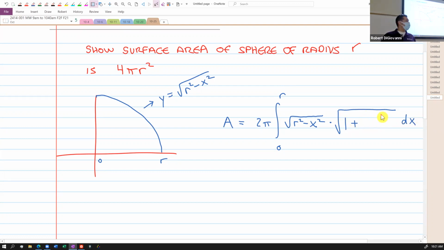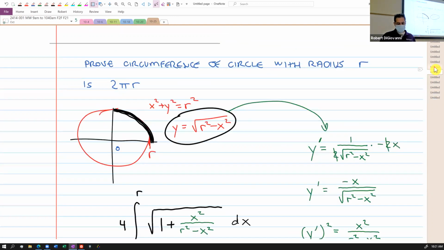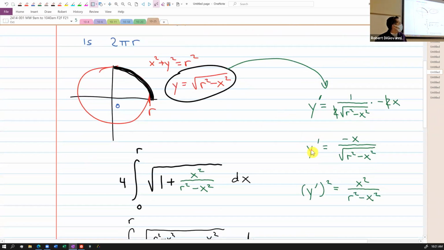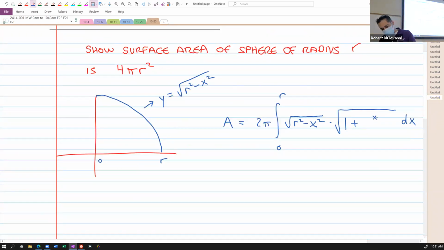Go back in your notes. Remember we did this part already? Didn't we do this part already? Let's go back in our notes. There it is. Okay. So we had taken that same piece. We had taken this derivative. We had squared it. We had put it right here. Squared. So I'm going to put that where we are. This is x squared over r squared minus x squared, right?